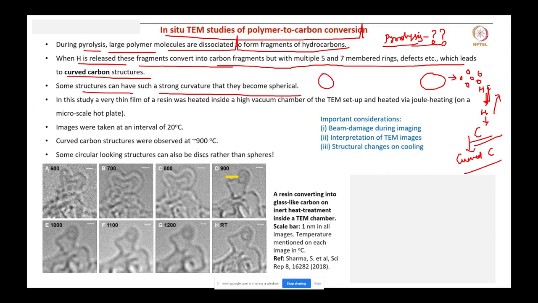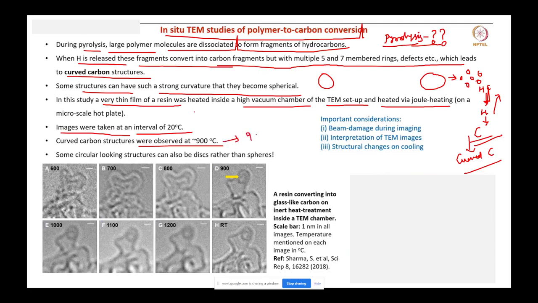In this study, a very thin film of resin was heated. So here, what they did is they took a thin film of resin and heated it to very high temperature inside the vacuum chamber of the TEM setup, heated via Joule heating. And then they observed; images were taken at intervals of 20 degrees centigrade. Okay, curved carbon structures were observed at 900 degrees centigrade.